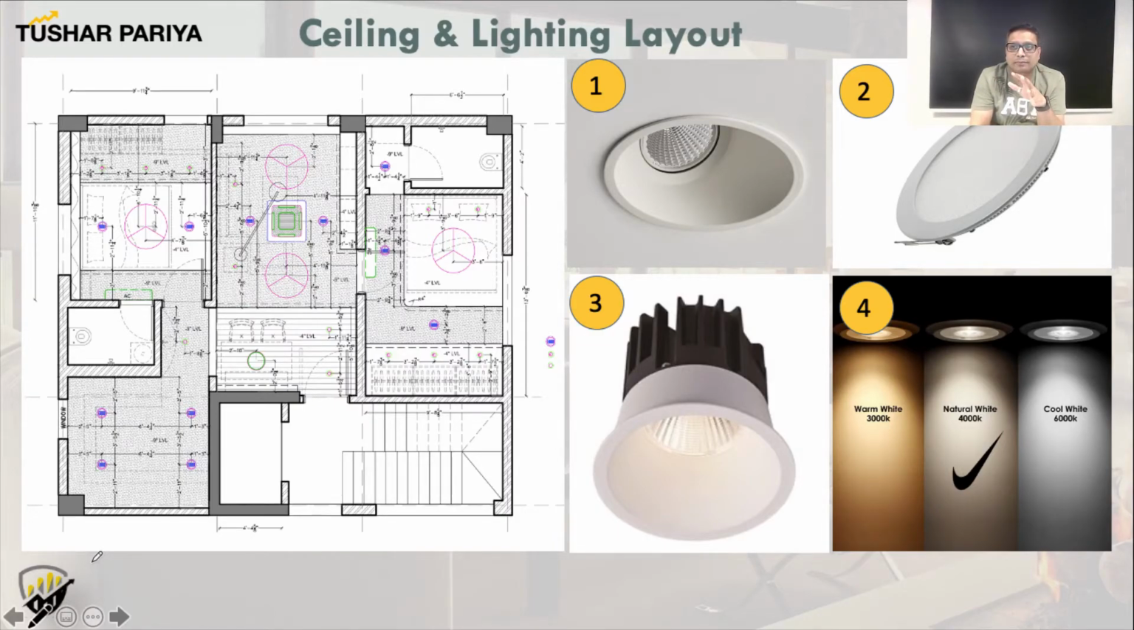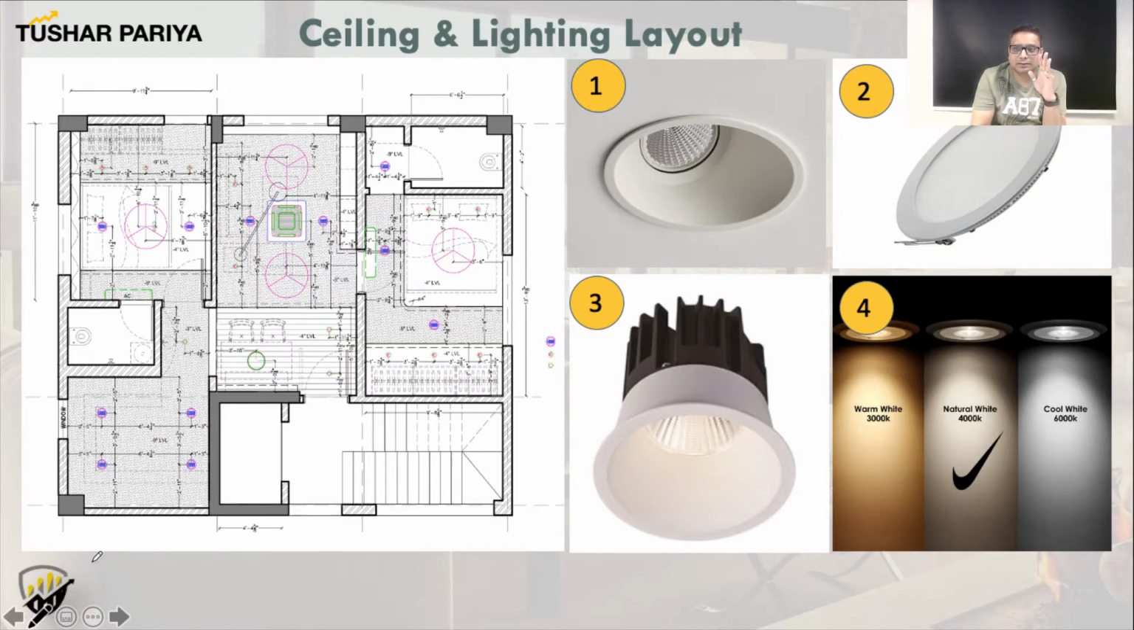Now there's a very important aspect in the light, the number 4 that you see. It says warm white 3000 Kelvin, natural white 4000 Kelvin, and cool white 6000 Kelvin. So what is it exactly? Any light, the number 1, 2, and 3 that you are seeing, which is a wall washer or COB, or you can call it a shooter, or an SMD, which is a panel light, all these lights come in 3 colors.